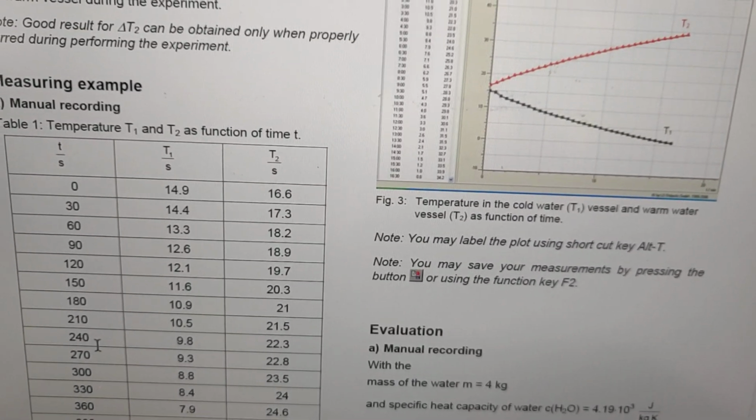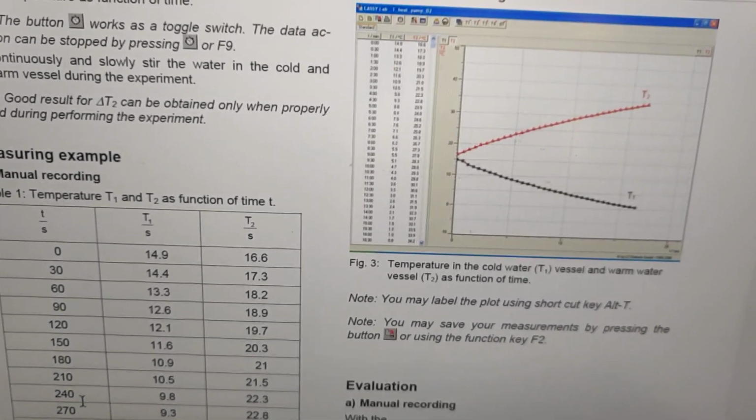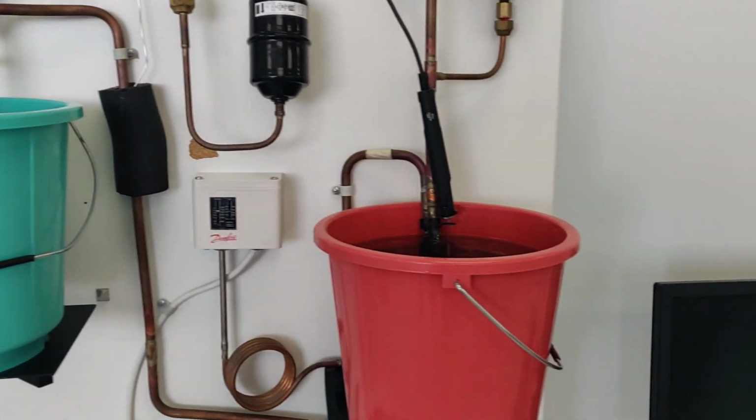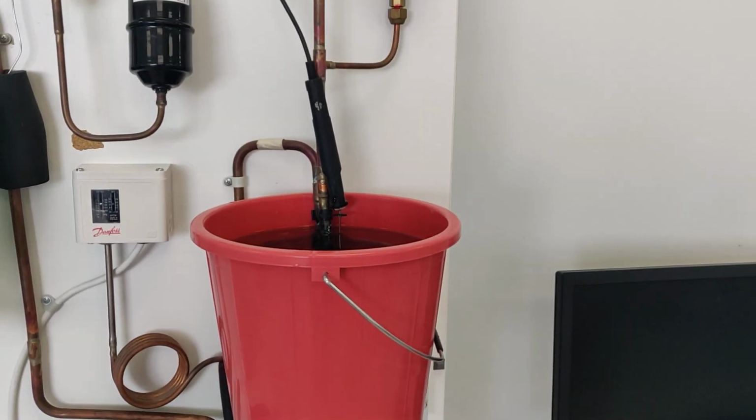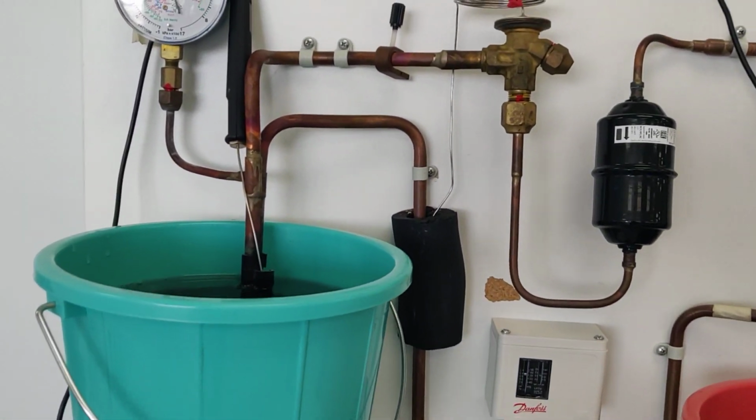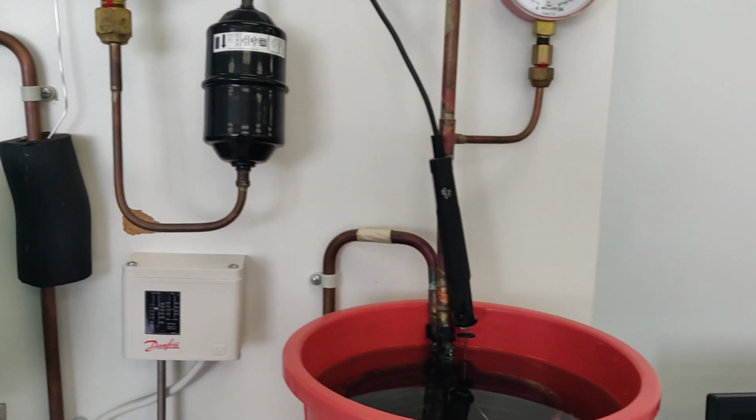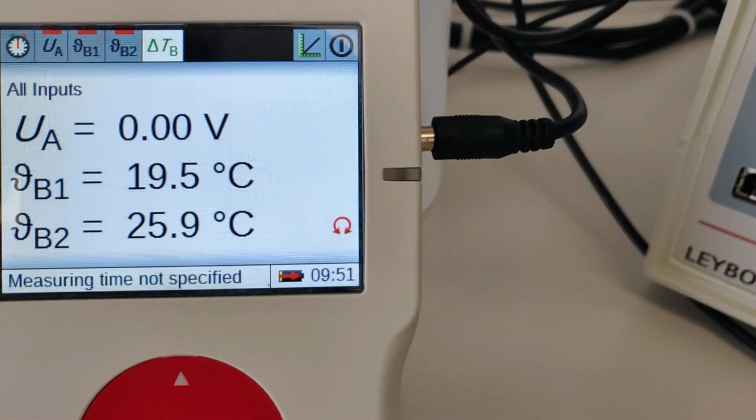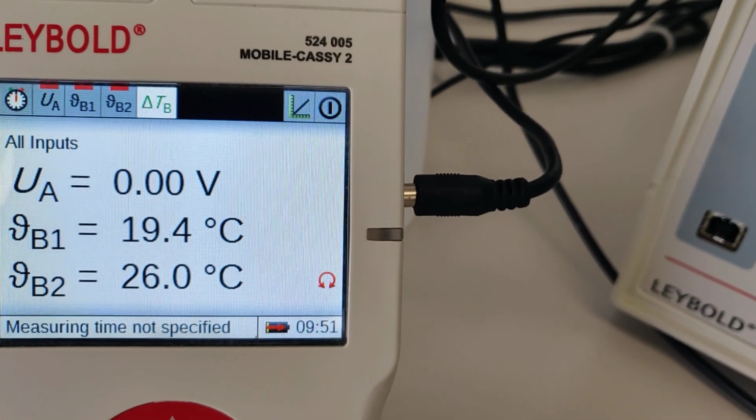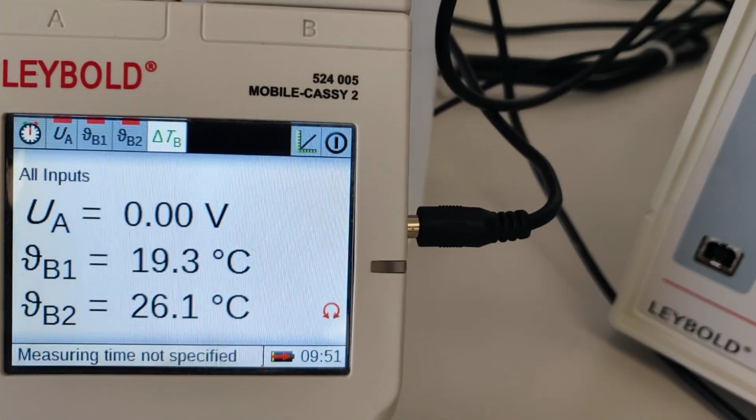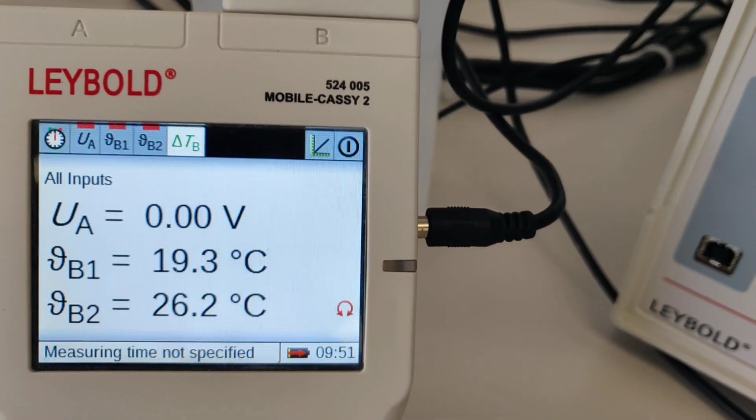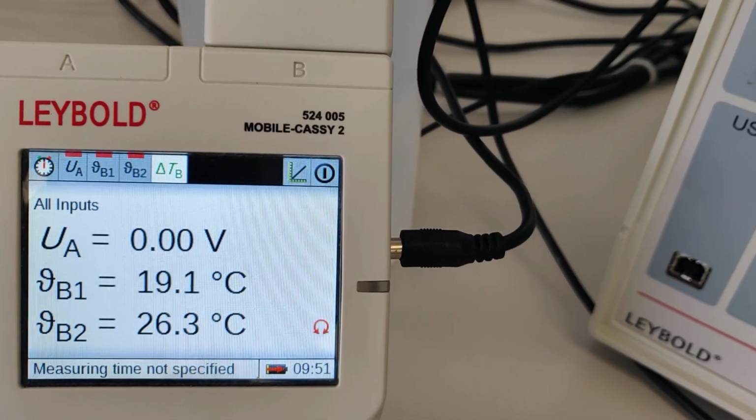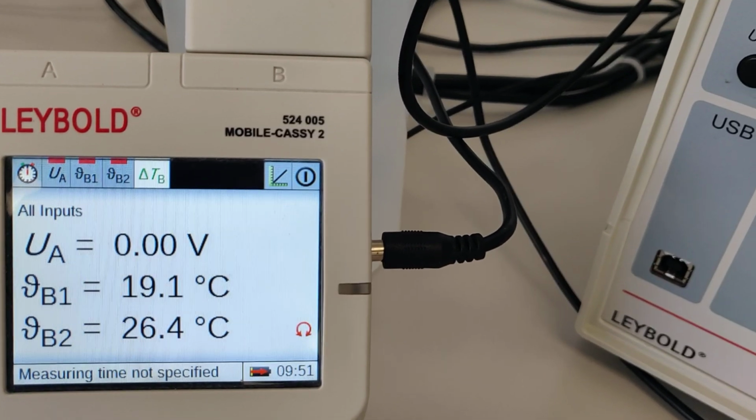T1 represents temperature of water in the green bucket here, which is the evaporator. T2 represents temperature of water in the red bucket, which is condenser. So again, T1 for the green bucket, T2 for the red bucket. In here you have the numbers B1, B2 instead of T1, T2, but you can replace B1 as T1 and B2 as T2. So you see the numbers keep changing, 19.1, 26.4.